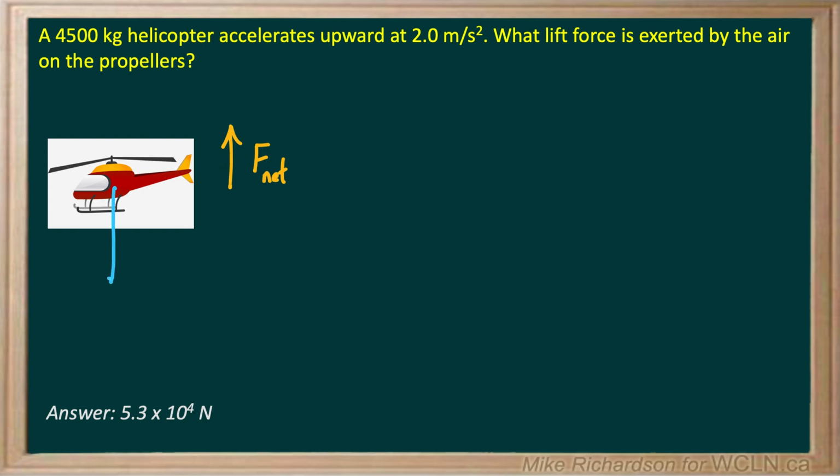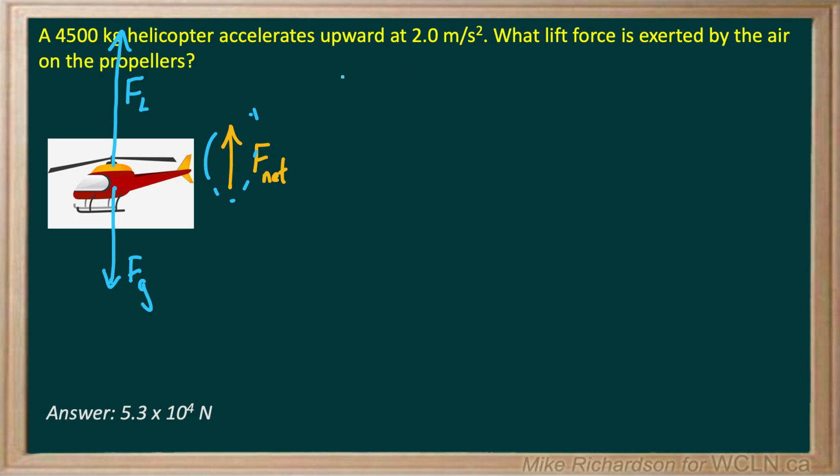Well, we know there's gravity down, force of gravity straight down towards the center of the Earth, and there's some lift force from the rotors on the air propelling it upwards. And if it's accelerating upwards, we would expect the lift force to be bigger than the force of gravity. It's got to be winning.